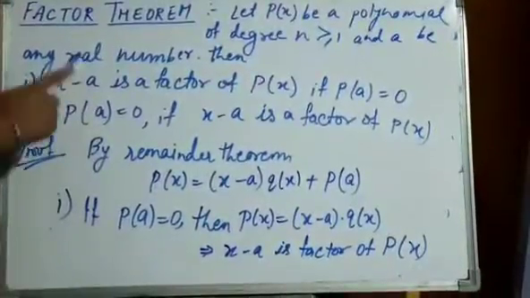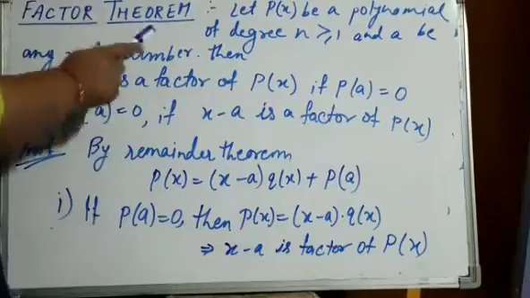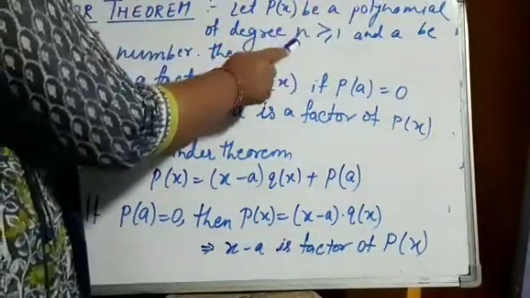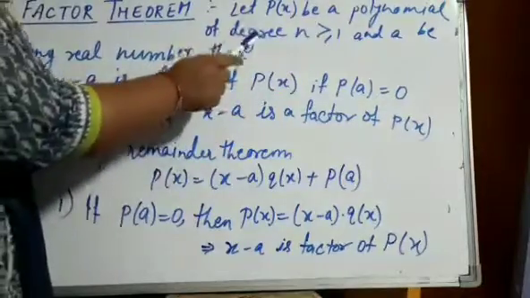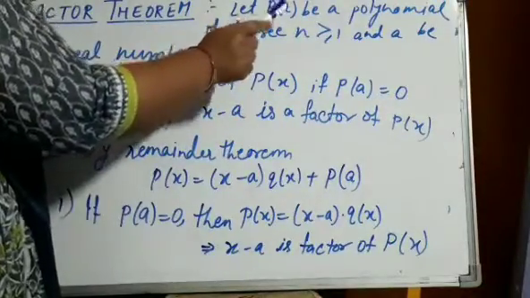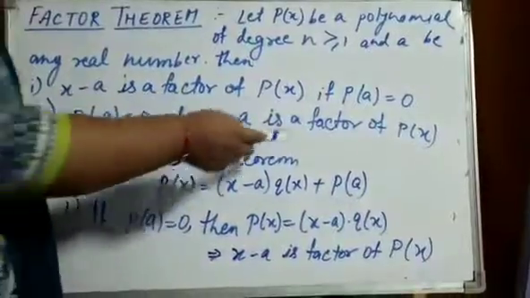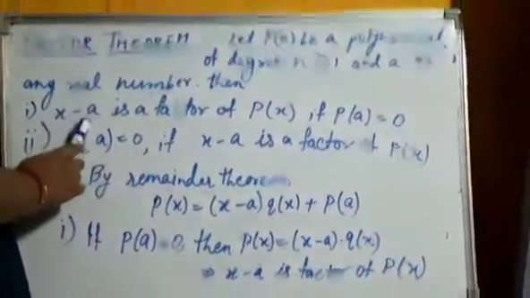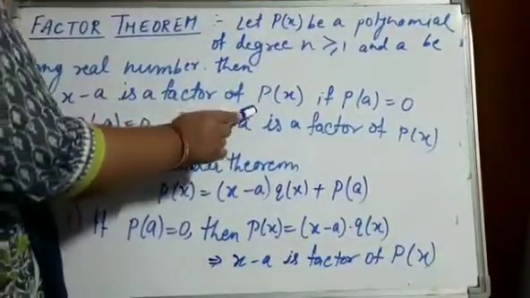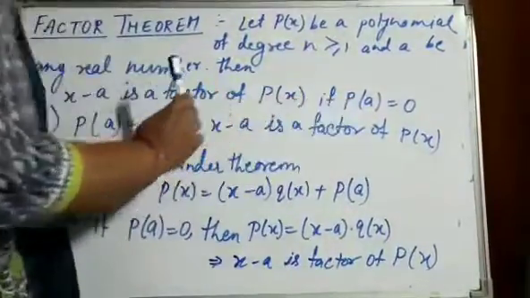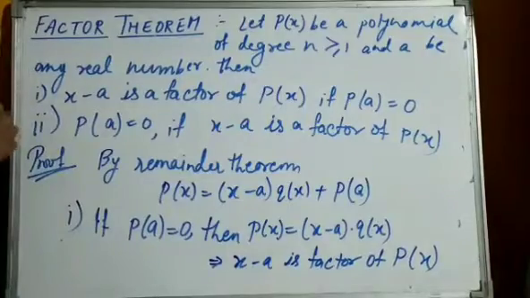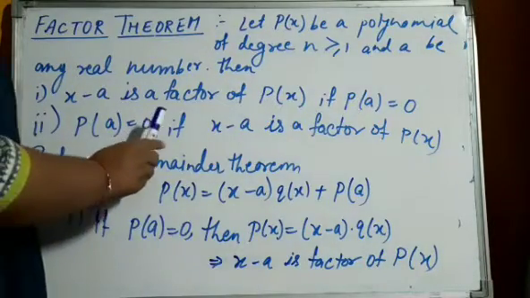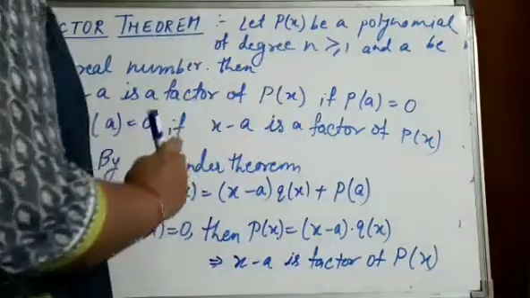Now students, we will see the factor theorem. What is the factor theorem? Let P(x) be a polynomial of degree n greater than or equal to 1. This means the degree of polynomial P(x) should be greater than or equal to 1. And let a be any real number. Then x minus a is a factor of P(x) if P(a) equals 0. This is the first part of the factor theorem. And the second part is, if x minus a is a factor of P(x), then P(a) equals 0.